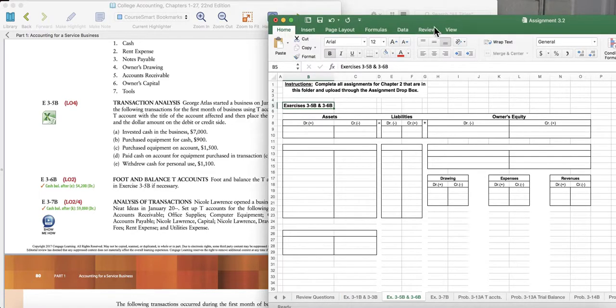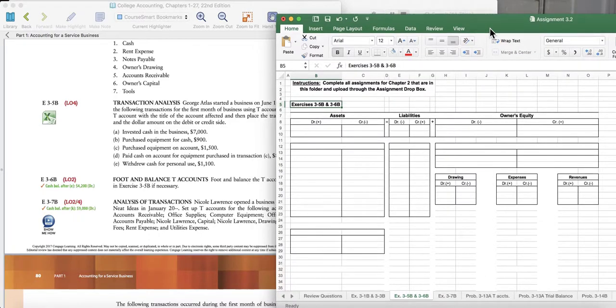So the first thing we need to do is label our asset accounts. So we're going to have cash. We are going to have George Atlas Capital. Then we have revenues, expenses, drawing. And then we have down here, we will have equipment. This is all based on the transactions given to us. And then for liabilities, we have accounts payable.